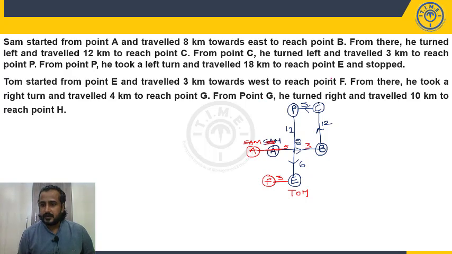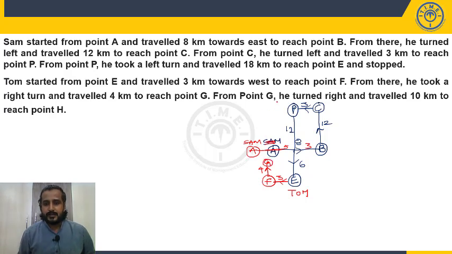Okay, fine. From there he took a right turn and traveled 4 kilometers to reach G. 4 kilometers means he won't reach this line because it is a distance of how much? 6. And while moving towards west, right hand side will be north. So here is the 4 kilometers towards north to reach point G. So here is my point G.